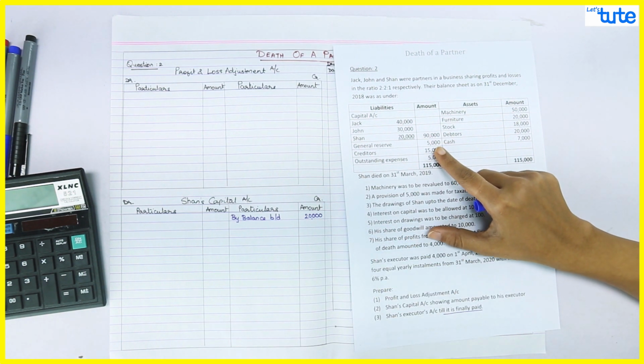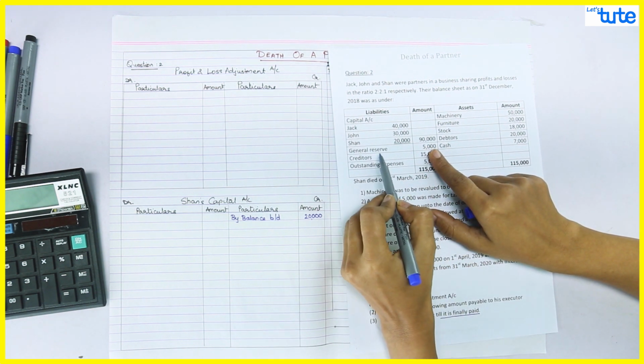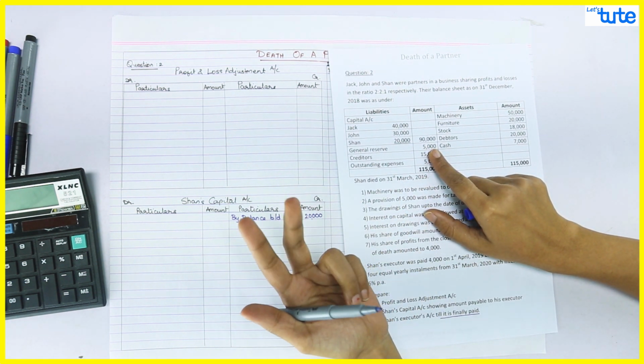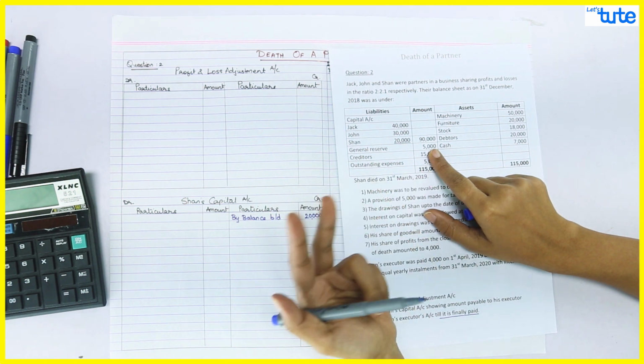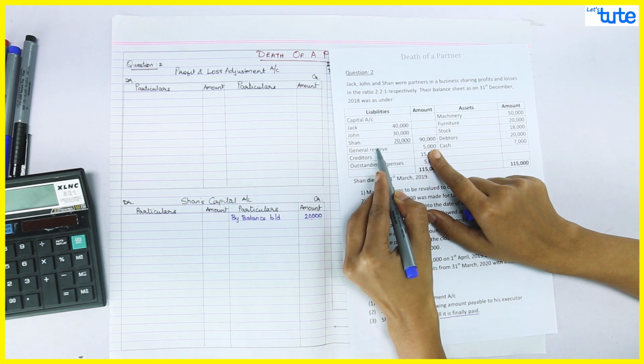Then we have general reserve. Now we have seen in many sums that if there are any accumulated profits, reserves or losses, they are to be shared between all the partners, because this belongs to Jack, John and Sean, all the 3 partners.